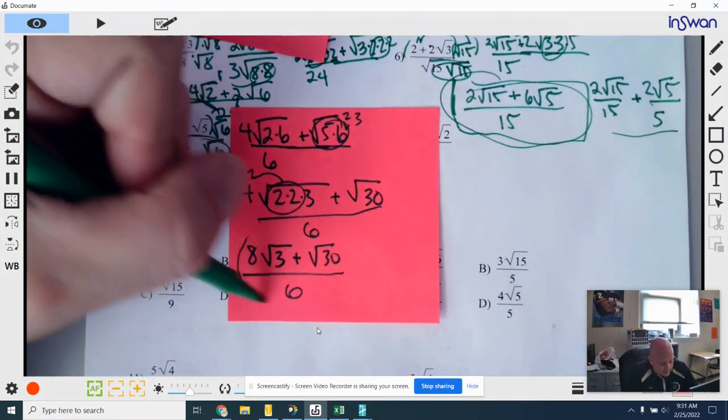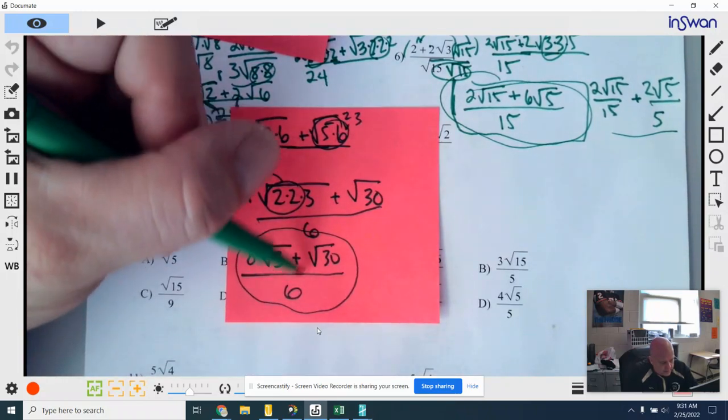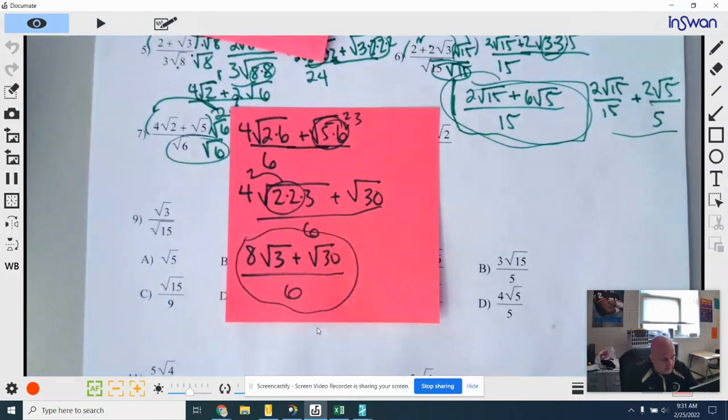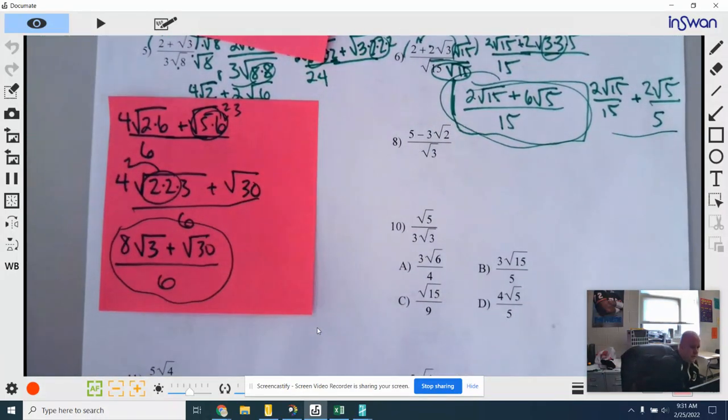Again, I'm going to leave it like this one. I don't want to separate it. The 6 and the 8 could reduce, but because that's technically a 1, that's not going to reduce any further. So I'm going to leave that one as my final answer. And we'll do one more.